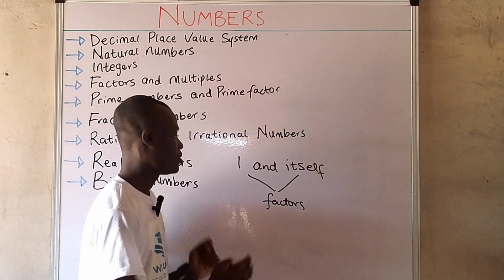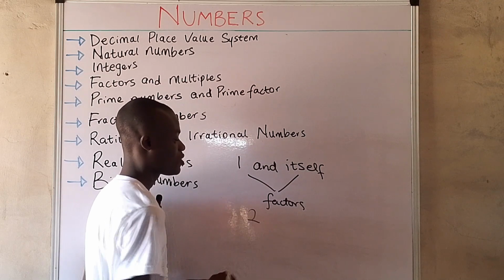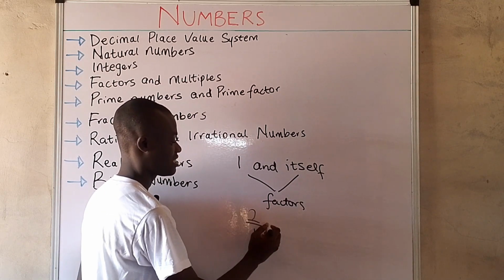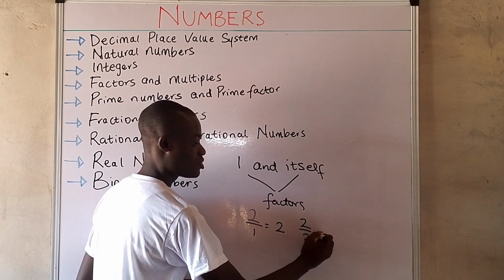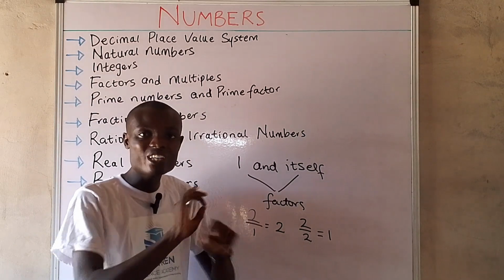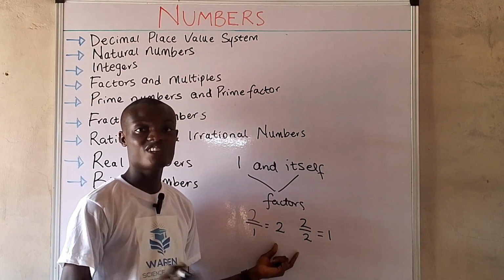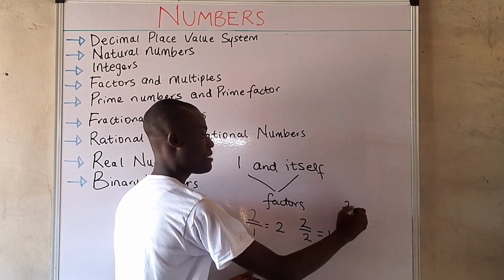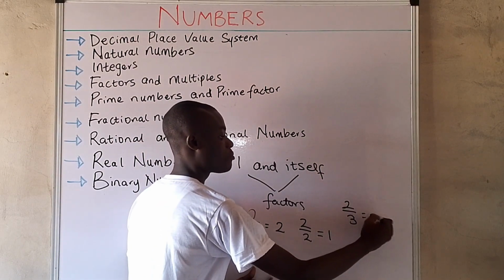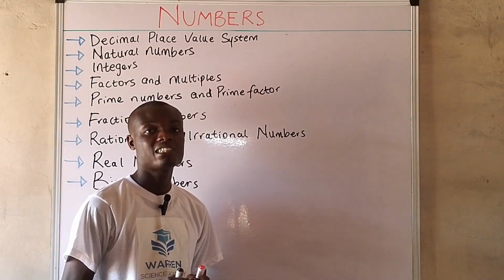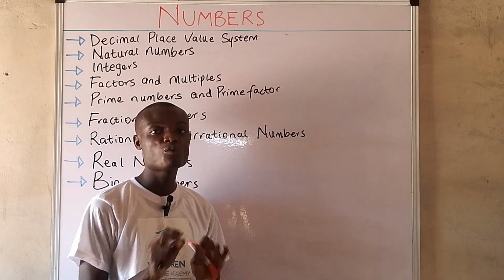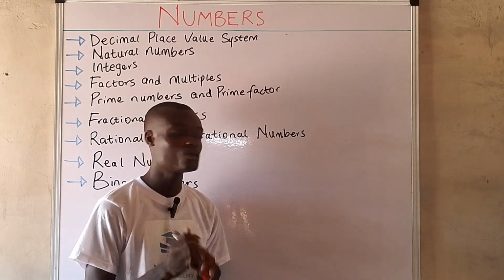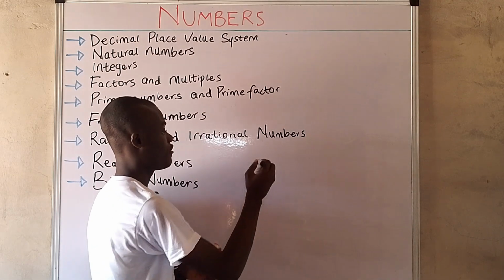For example, look at 2. 1 can divide 2, yes. This will give us 2. Then itself, which is 2, can divide 2 to give us 1. There's no other number that can divide this to give us a whole number. If you try 2 divided by 3, we are going to be having 0 point something. For prime numbers, they have only 2 numbers that can divide them without a remainder. Just 2.